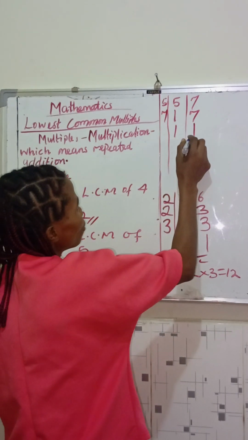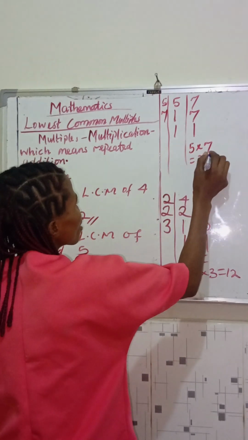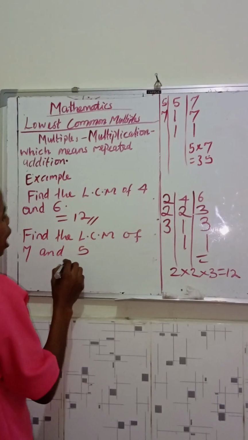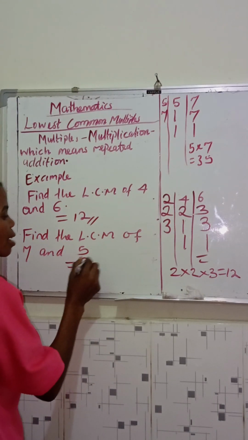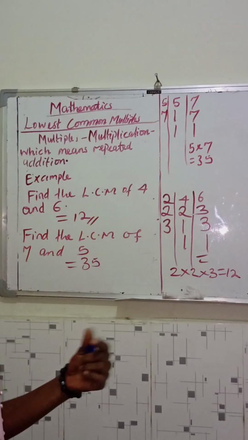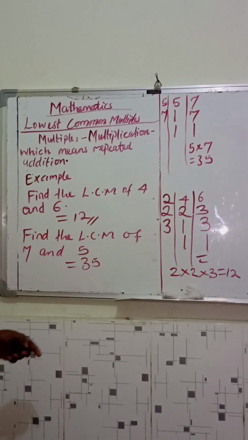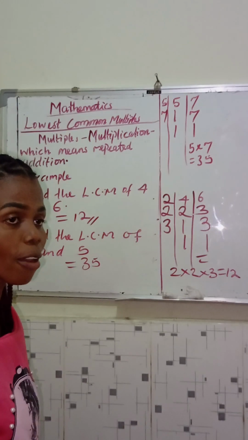What do we have there? 5 multiplied by 7 equals 35. So your lowest common multiple for 7 and 5 is 35. If you do it the horizontal way, you'll find out that it is still the same thing you get first. The lowest common multiple has to do with the number that is common with all the numbers that you're given first.